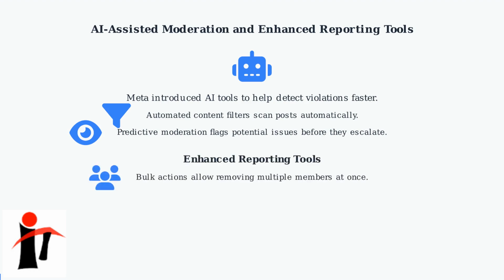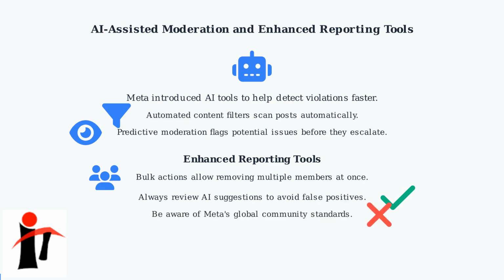Enhanced reporting tools complement these AI features by allowing admins to perform bulk actions. For example, you can select and remove multiple members at once if they all violate the same rule, saving time on large-scale moderation tasks. While these tools streamline the moderation process, it's crucial to always review AI suggestions before implementing them. AI can sometimes produce false positives, incorrectly flagging harmless content.